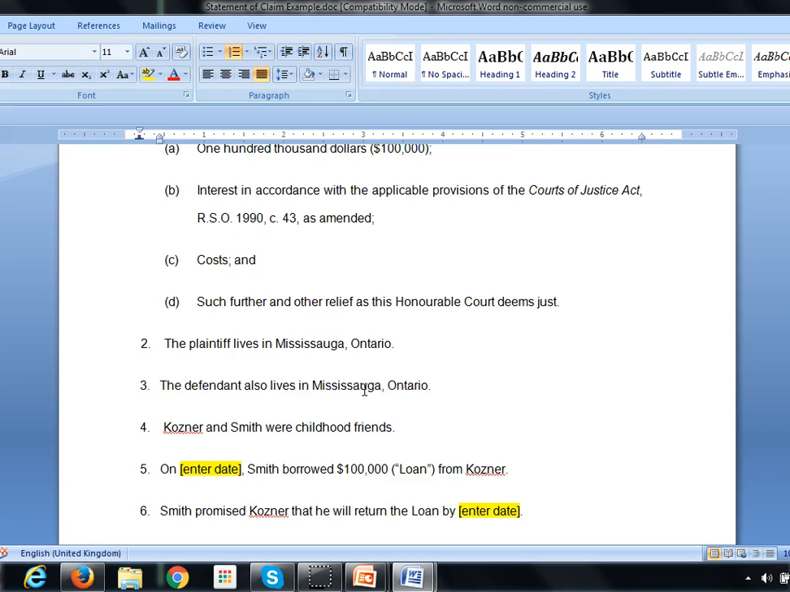So this is the prayer of relief, and then comes the part where you're telling your story. Paragraphs 2 and 3 indicate that the plaintiff and defendant both live in Mississauga. We are assuming for the purposes of this court action that Ontario has the jurisdiction to deal with this matter and not another province, country or territory. One of the things the registrar will look at when reviewing the claim is to ensure that the claim has some relationship to Ontario. That's why we have put in that both parties live in Mississauga.